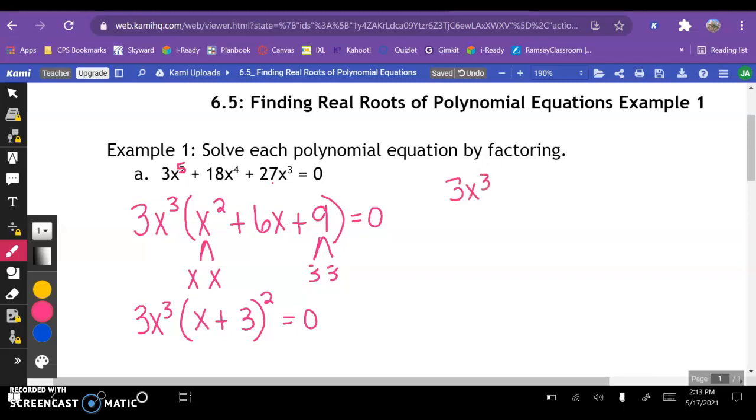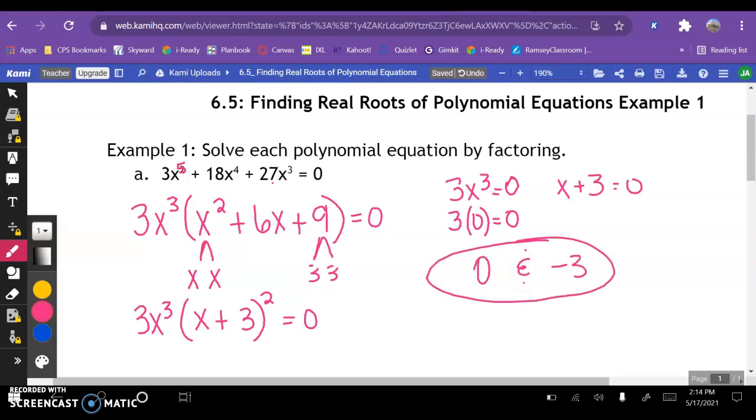So we have 3x to the 3rd equals 0. And we have x plus 3 equals 0. Now there is 2 of those x plus 3's, but I do not need to write them out. They're going to be the same answer. So 3 times something to the 3rd power is going to give me 0. Well, I know that I have to multiply by 0 to get a 0. So that x has to be 0. And then here, x plus 3 is equal to 0. Well, that would be negative 3 plus 3 is 0. So the two answers are 0 and negative 3.